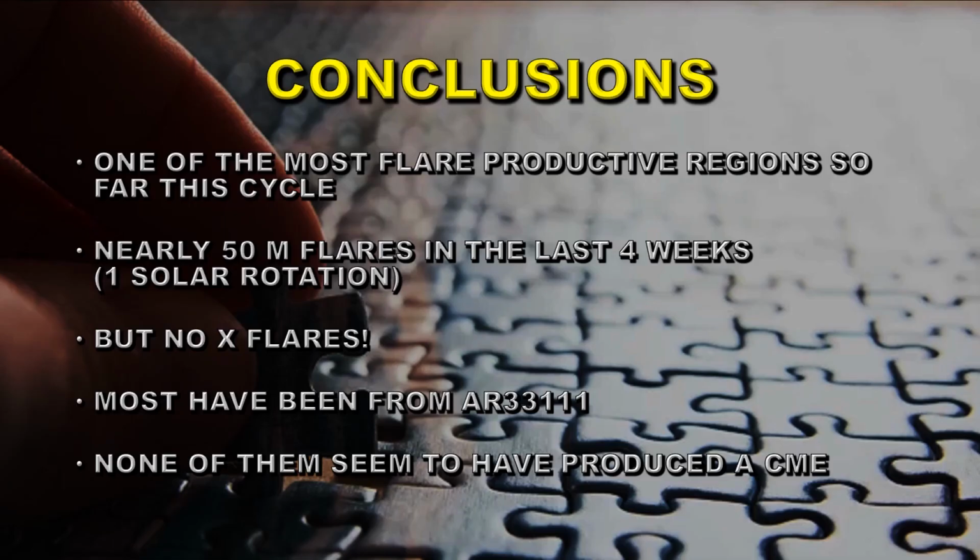Well, what conclusions can we draw from all of this? This sunspot region has been one of the most productive sunspot regions so far this cycle. We've had nearly 50 M flares in the last 4 weeks, which is about one solar rotation. And many of those 50 have come from this one region. The interesting thing is that we've had no X flares. You'd expect about 1 X flare for every 10 M flares, and we're well below that ratio now because we haven't had any X flares.